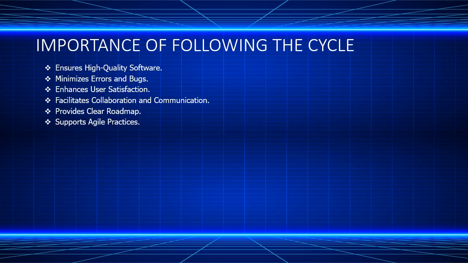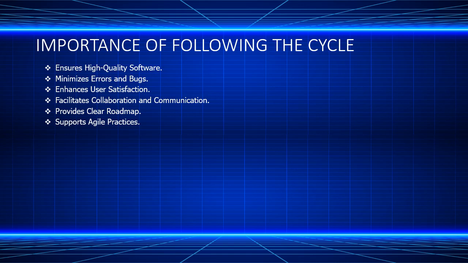Let's delve into the significance of adhering to the program development cycle, a cornerstone in the journey towards delivering exceptional software solutions. Here are several compelling reasons that underscore its importance. Ensures high-quality software. Through a structured and systematic approach, the cycle lays the groundwork for building software with stringent quality standards, fulfills user requirements, and operates reliably in the intended environment.